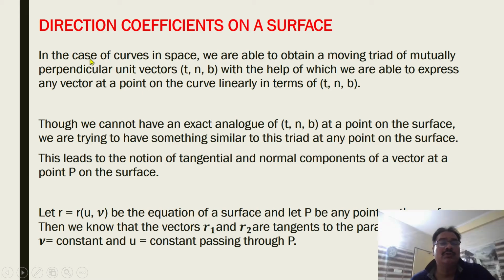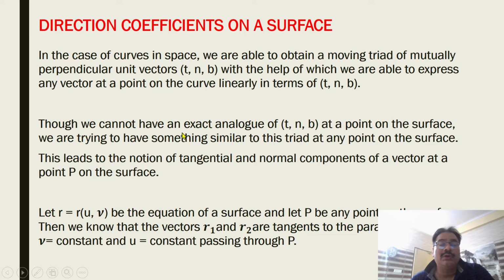Now today we are going to discuss direction coefficient on a surface. In the case of curves in space, we are able to obtain a moving triad of mutually perpendicular unit vectors t, n and b, with the help of which we are able to express any vector at a point on the curve linearly in terms of t, n and b.